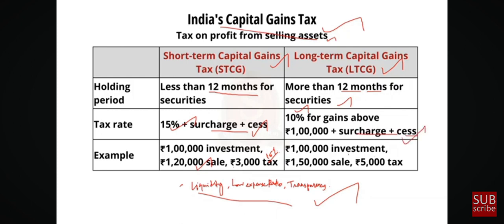In this case also, we'll take an example to understand this. If you buy shares worth 1 lakh and sell them for 1,50,000 after a year, then you get a gain of about 50,000. This 50,000 is subject to a 10% tax, which will amount to about 5,000 rupees.